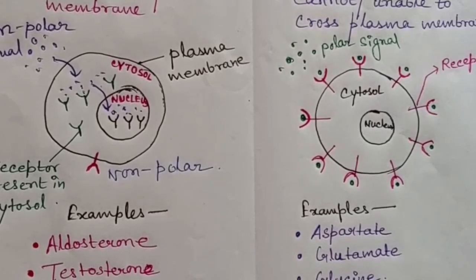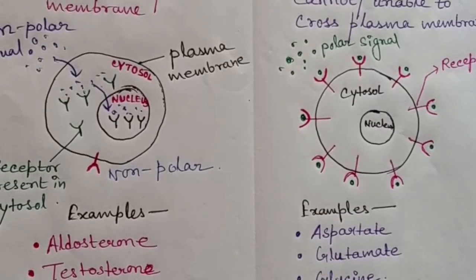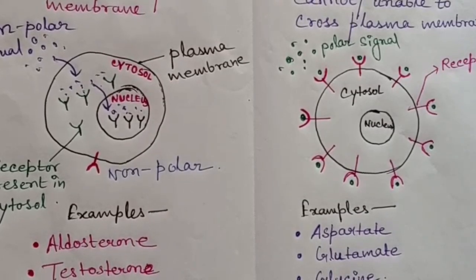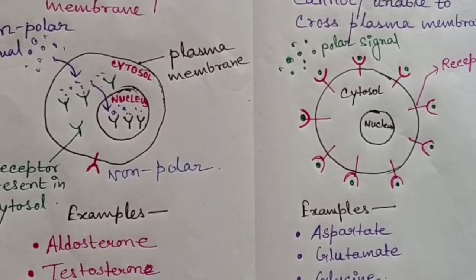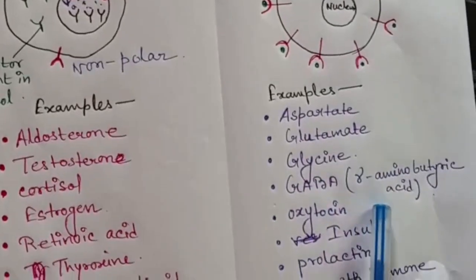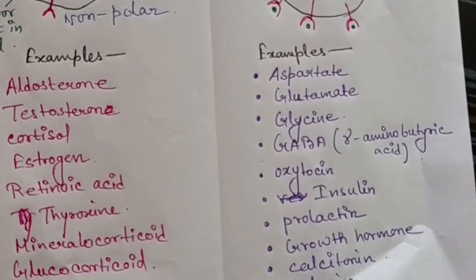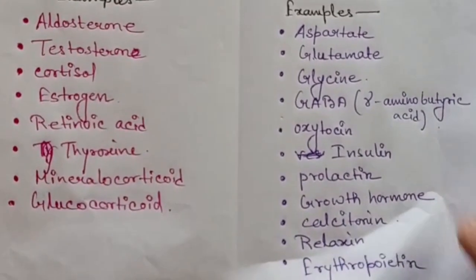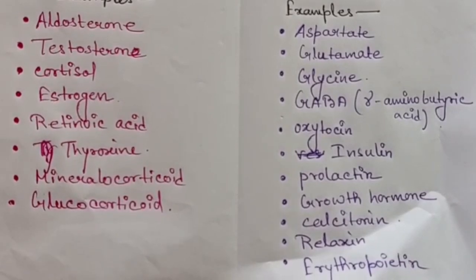And there are some amino acid derivatives: histidine, which converts to histamine; tryptophan, which gives serotonin; and tyrosine, from which epinephrine, norepinephrine, and dopamine can be generated. So those are amino acid derivatives, and there are some peptides that act as signaling molecules: antidiuretic hormone, oxytocin, insulin, prolactin, growth hormone, calcitonin, relaxin, erythropoietin. Those are some peptide molecules that act as signaling molecules. So those are the basic concepts of signaling molecules, that is, polar and non-polar.